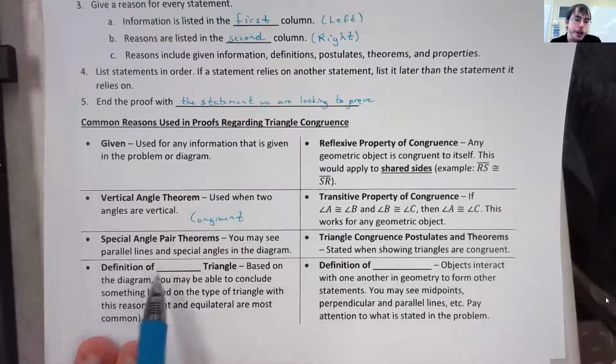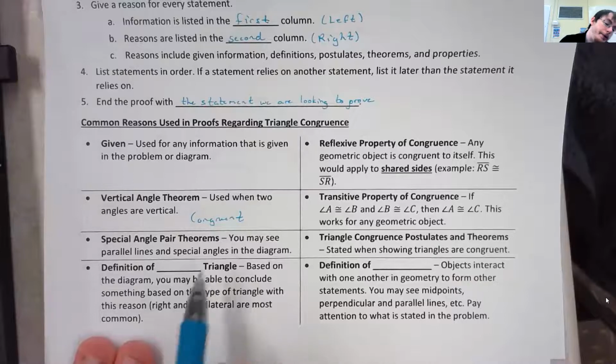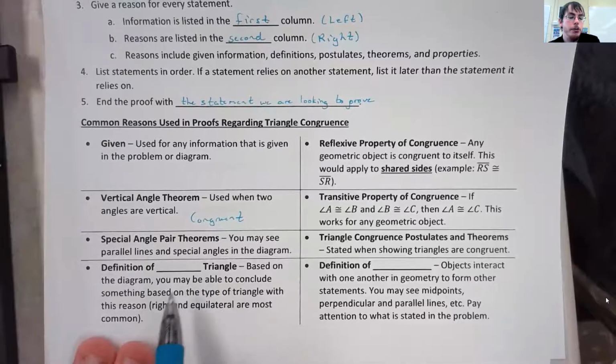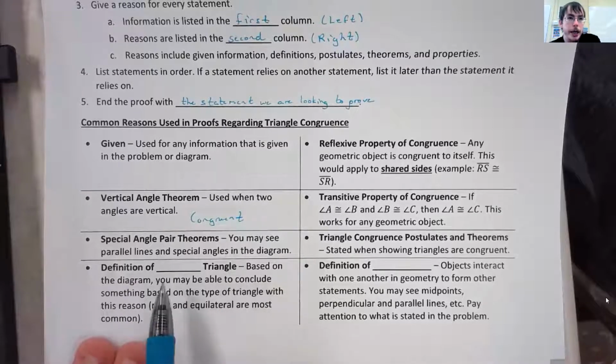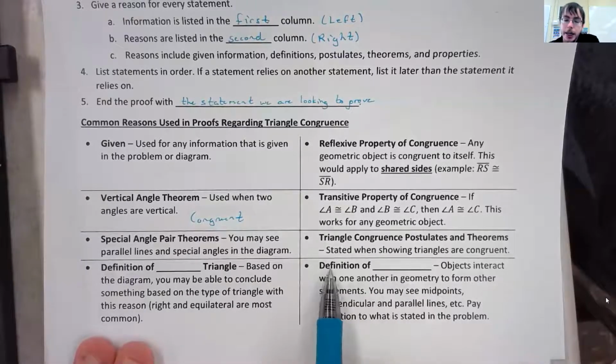Next up, definition of blank triangle. Any triangle name can go here: isosceles, equilateral, right, anything like that. Based on the diagram, you may be able to conclude something based on the type of triangle with this reason. For instance, if you see a right angle in your diagram, you can conclude that there is a right triangle there by definition of a right triangle, because a right triangle has one right angle.